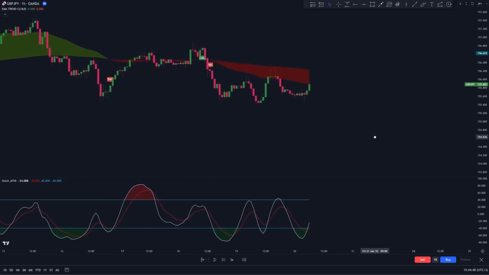For short trades, we're just going to reverse all the conditions. So first, we want the market to be in a bearish trend. To confirm that, we just make sure that the EMA trend cloud is colored red and the price is trading below it. This indicates a bearish trend.